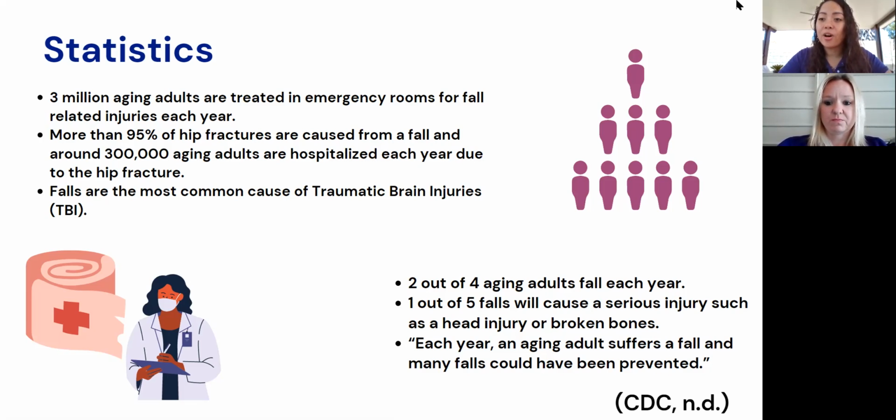2 out of 4 aging adults fall each year, and 1 out of 5 falls would cause serious injuries such as a head injury or broken bones. Each year, an aging adult suffers a fall, and many falls could have been prevented.